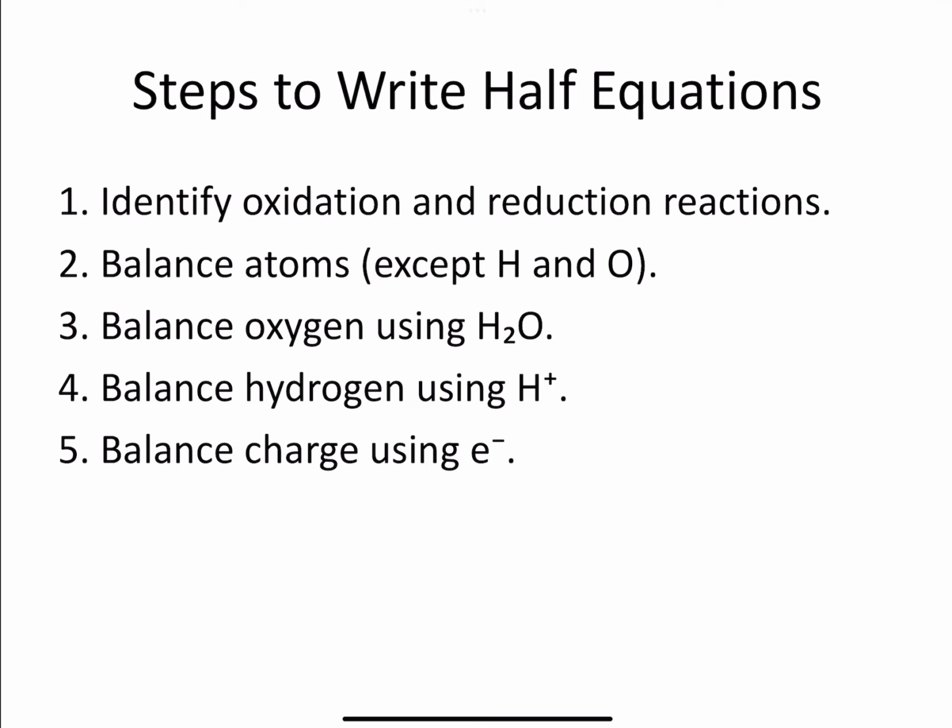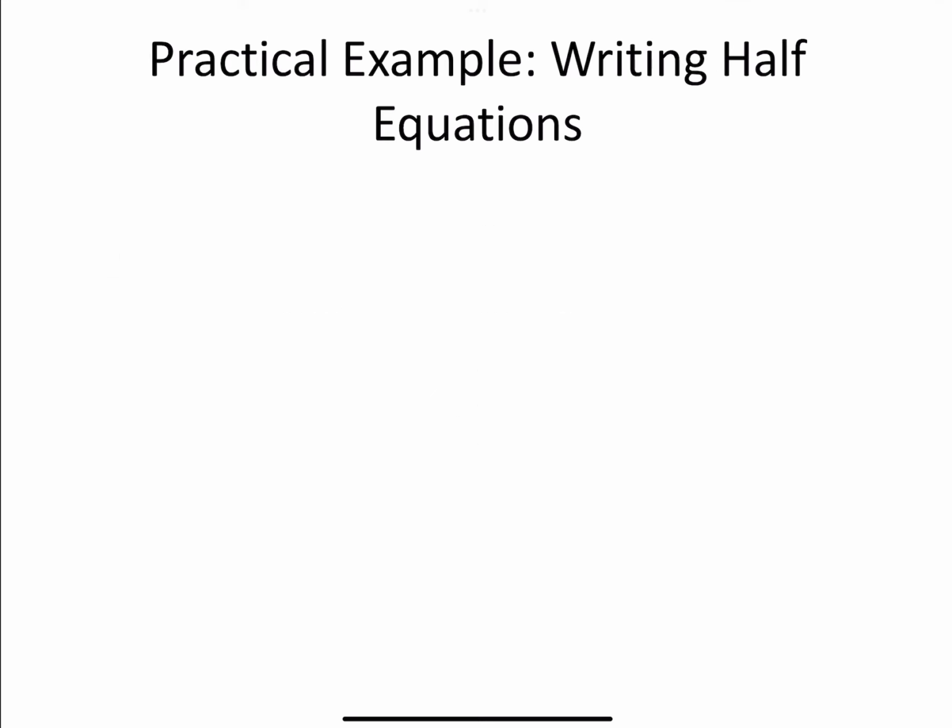First, you need to identify the oxidation and reduction reactions, and then balance the atoms except for hydrogen and oxygen. Then you need to balance the oxygens with water, and balance the hydrogen after that with protons, or H+, and finally balance the charge using electrons. So let's have an example to know exactly how to follow these steps or these rules.